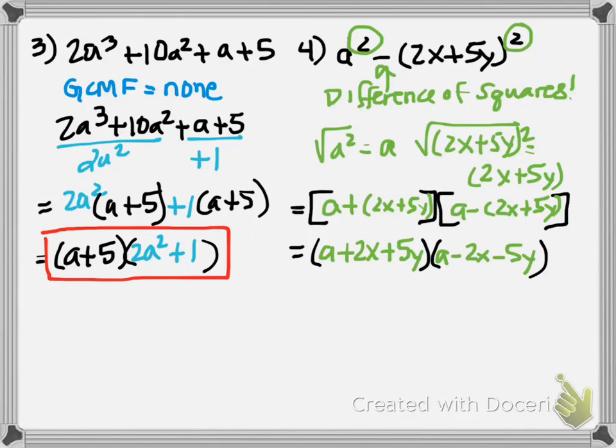And there's no GCMFs. I cannot possibly factor these trinomials because I have 3 different variables. There's no even exponents, so that's going to be my answer.